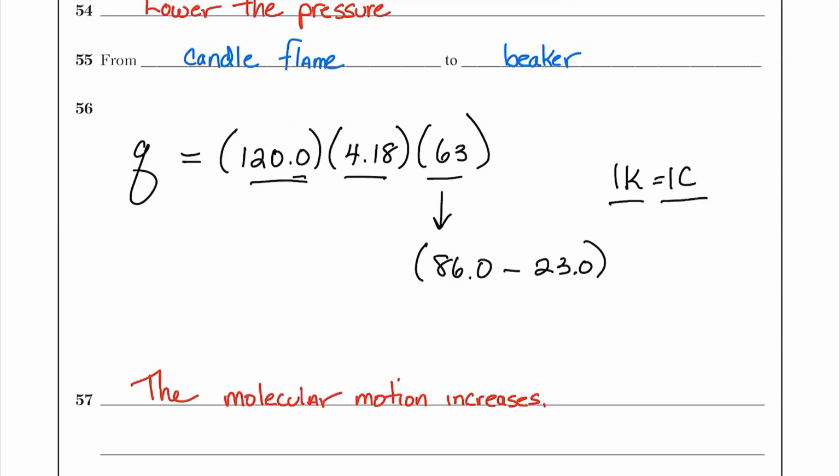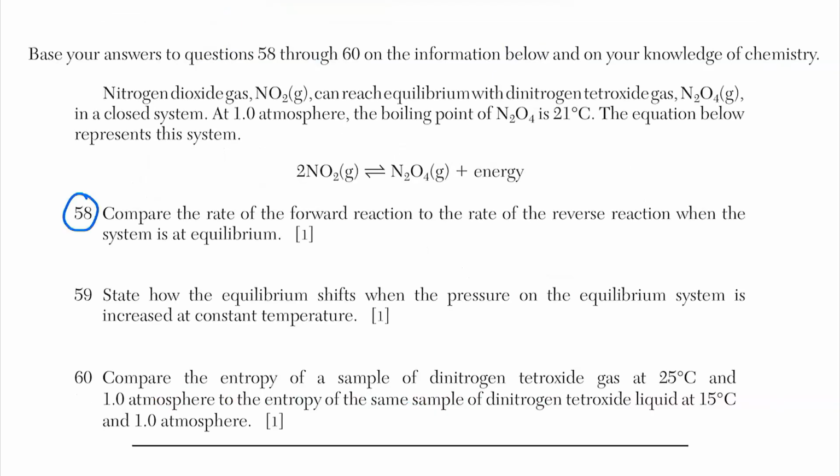On to number 58. Compare the rate of the forward reaction to the rate of the reverse reaction when the system is at equilibrium. Oh my gosh, another freebie. Okay, if you're at equilibrium, the reason why we have a double arrow here is because the forward reaction goes as fast as the reverse. So the rate of the forward equals the rate of the reverse at equilibrium. These are some things you just have to know, and that's what they're asking. I could care less about the blurb.